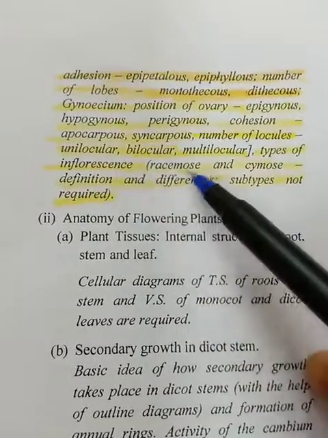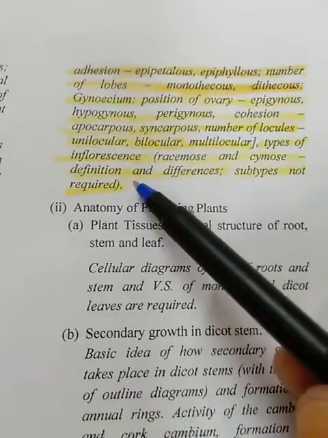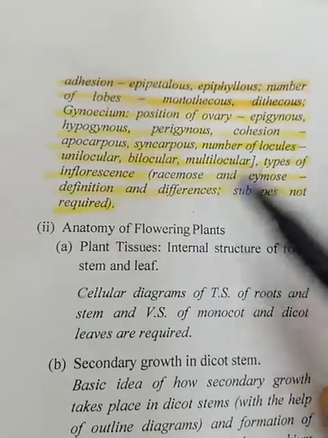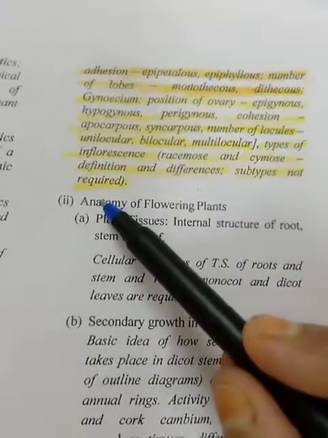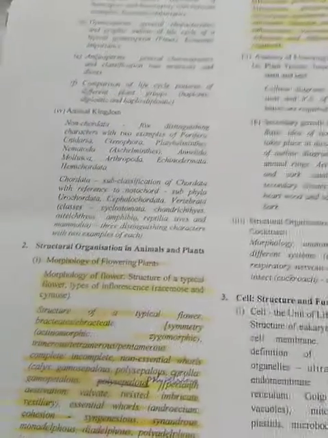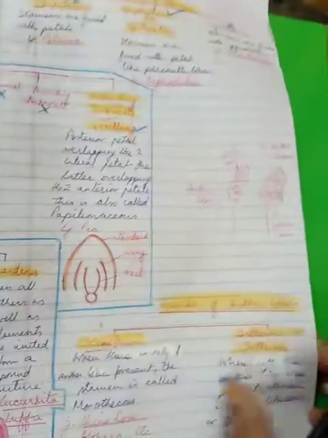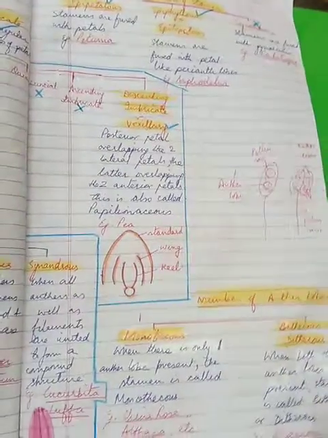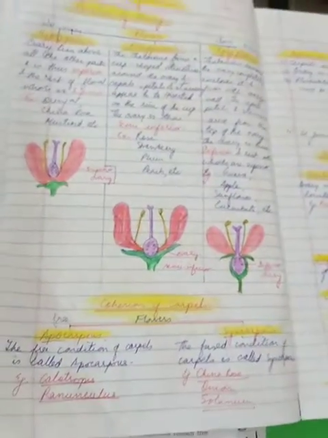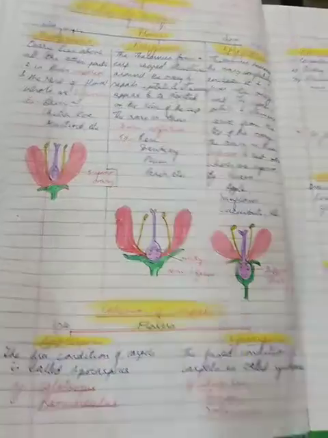Types of inflorescence, racemose and cymose, definition and differences, subtypes not required. So this very clearly tells, children, we come to an end of this topic, and I'm sending 3 pages today for today's video. Yesterday I sent you 4 pages. From here, 1, 2, 3 and 4. This is all the work that I sent you yesterday, and today you have to only write these 3 pages.